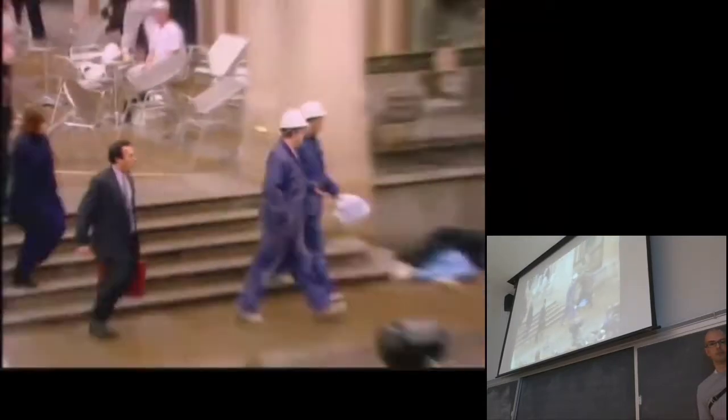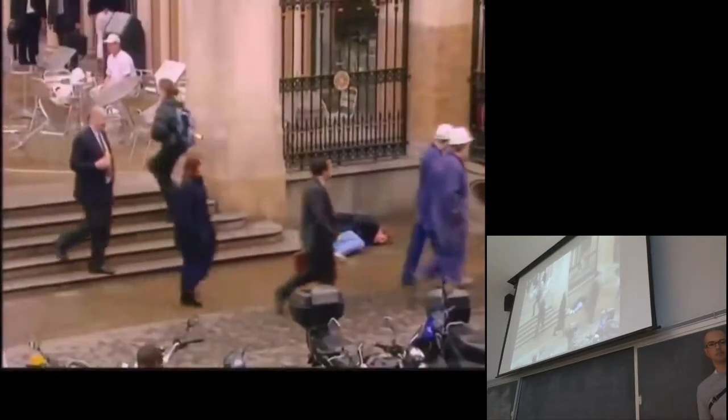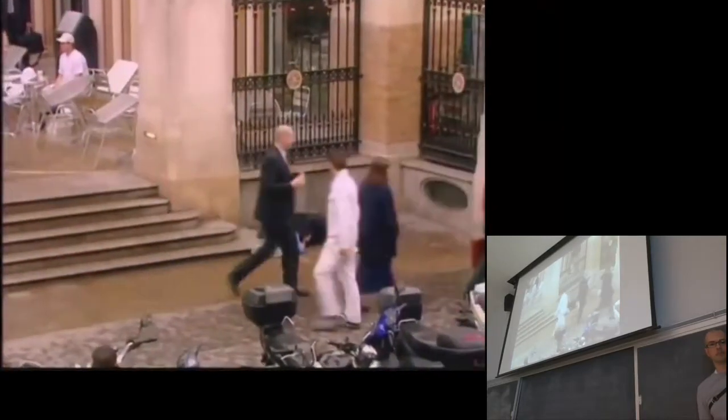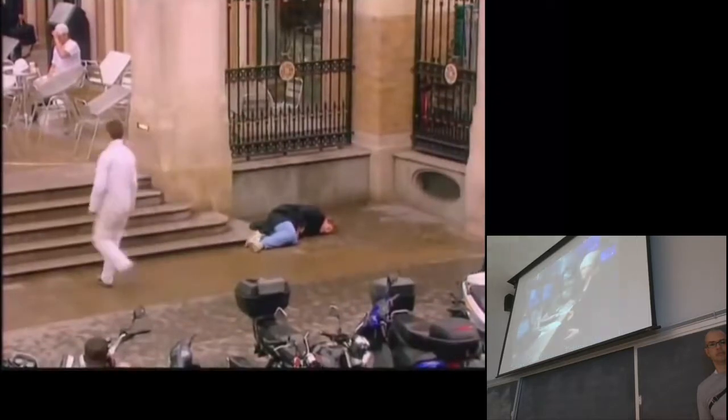Helping would be inconvenient or even risky. He lies there for more than 20 minutes and no one raises an eyebrow. Please, somebody help. It's always very distressing to watch situations like this where people are obviously suffering and no one's actually helping them. But what we have here is two conflicting rules.